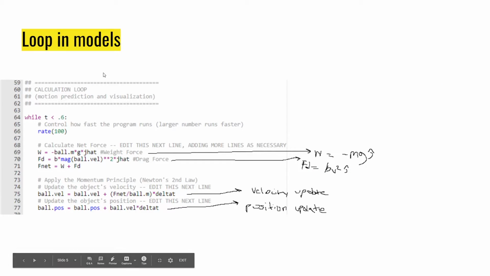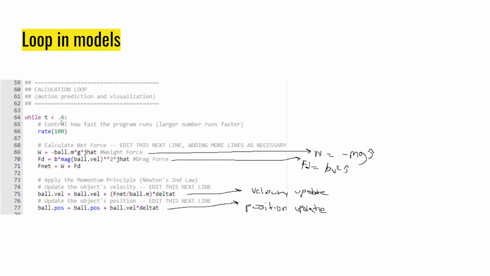For the calculation loop, you can see it executes for 0.6 seconds. I can see the coding equivalent of the weight and drag force equations, weight being the mass of the ball times g times j hat, drag force being the proportionality constant times the magnitude of velocity, which is speed squared, times j hat, and the F net. In the case for the model which only includes gravity, F net is equal to W, and that's it. In the model where drag force and weight are both included, F net is as it's shown here, which is W plus FD.